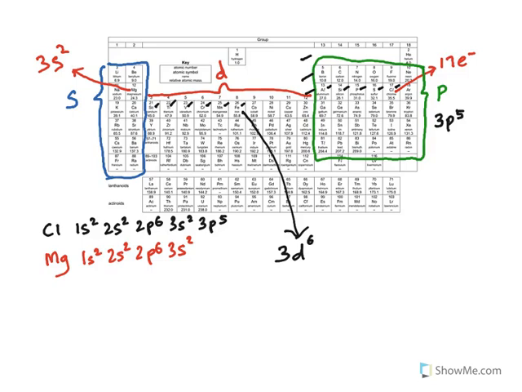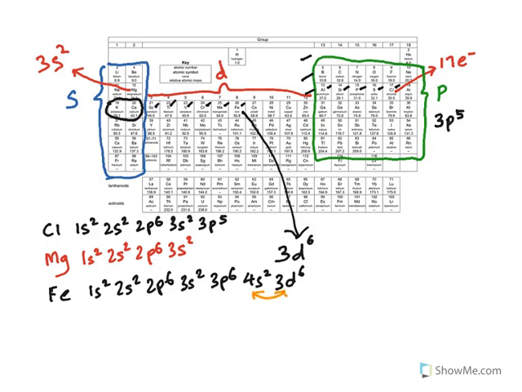So for iron, a bit long: 1s2, 2s2, 2p6, 3s2, 3p6, right? But remember 4s2 because of this 2 over here, right? 4s2, and then 3d6. But please remember, when you present, this has to switch because we have to write the smaller number first.